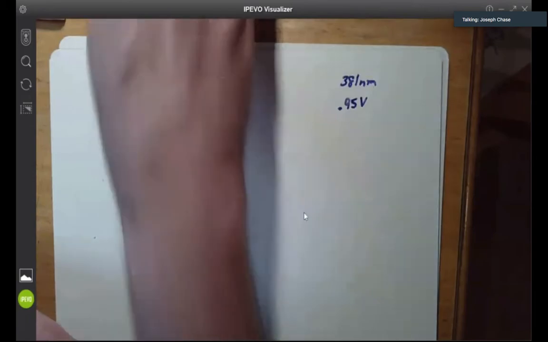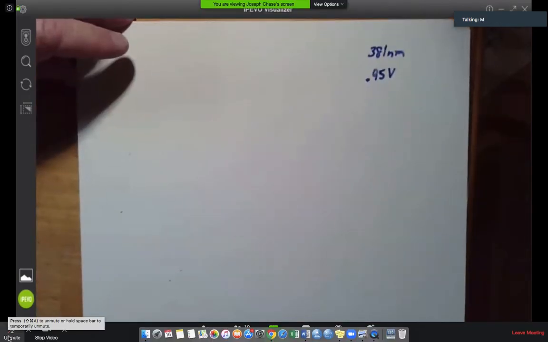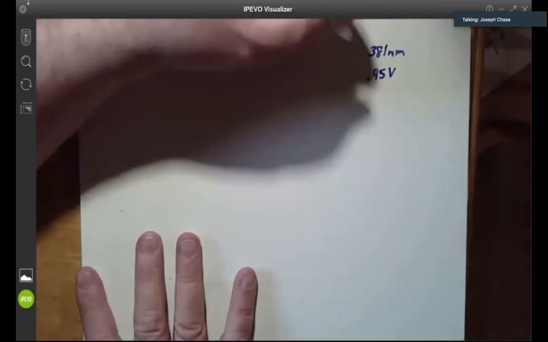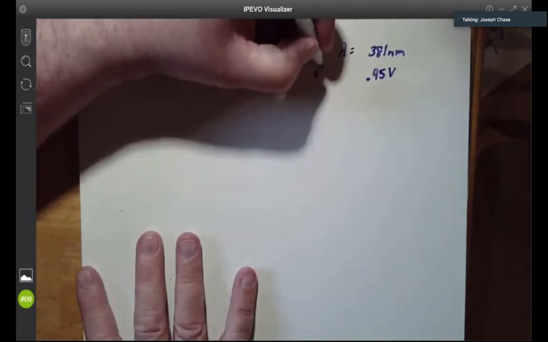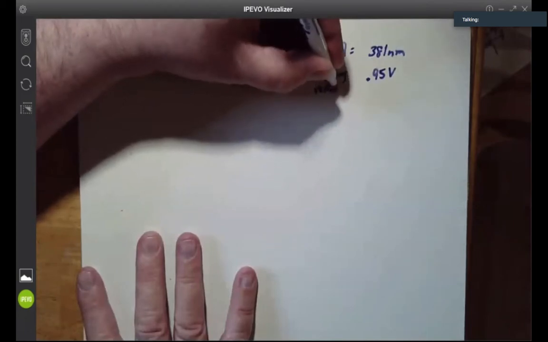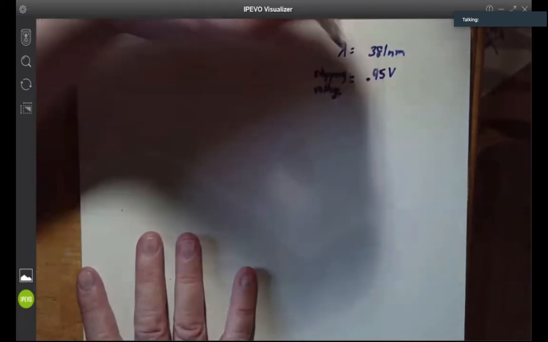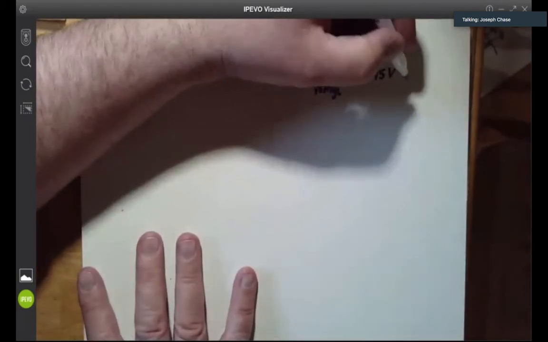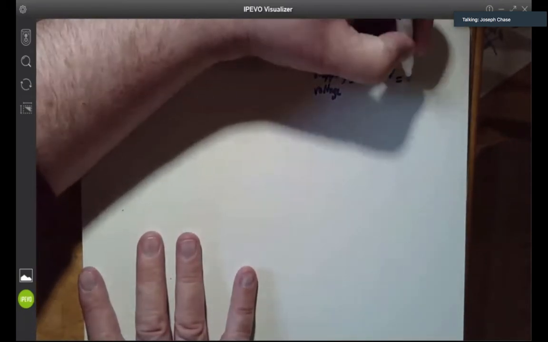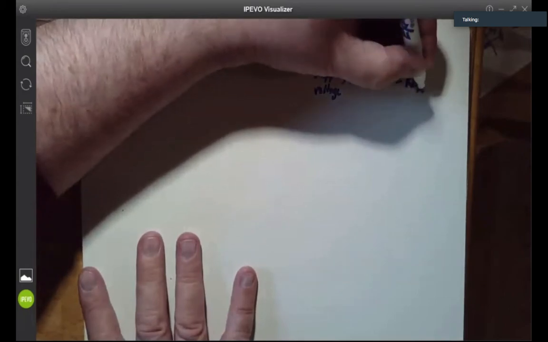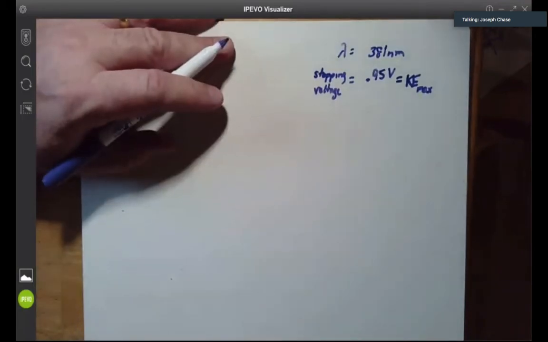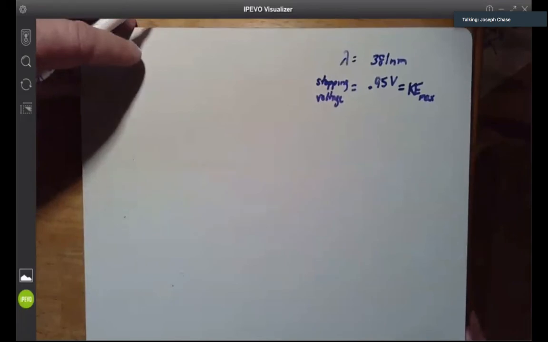Can somebody on mic confirm that they can see my whiteboard? I can see it. Great, thank you. Well, let's get into it. So this is our wavelength, and this is the stopping voltage. So this is also equal to the max kinetic energy. We saw that not all of them had the same energy, but the ones that had the most kinetic energy, they made it the furthest and got turned around right at the very edge.